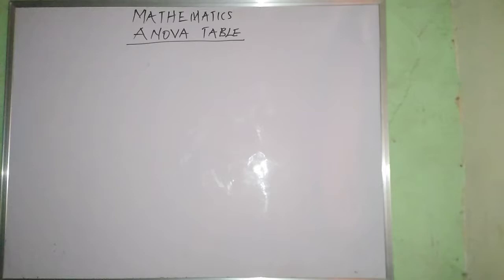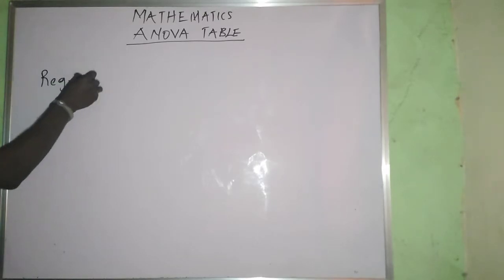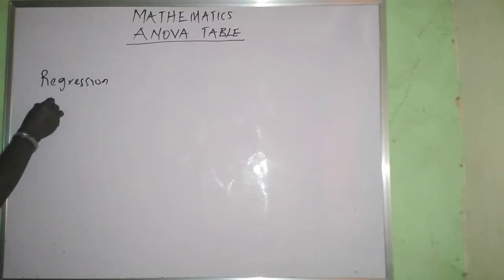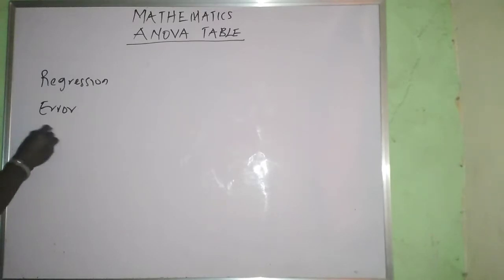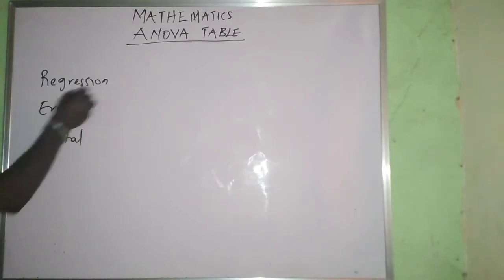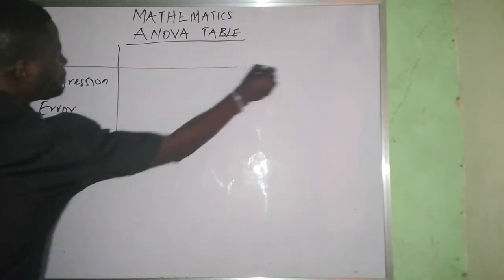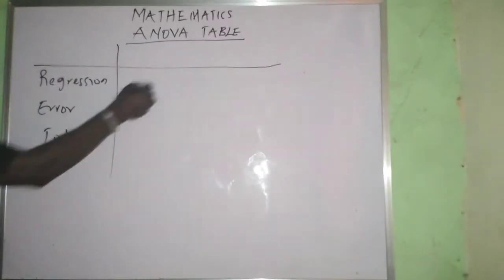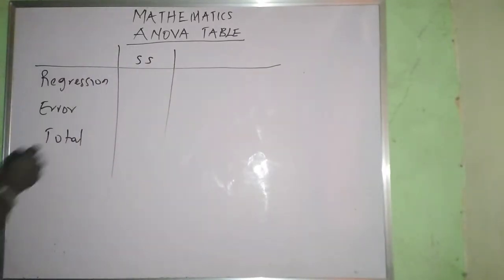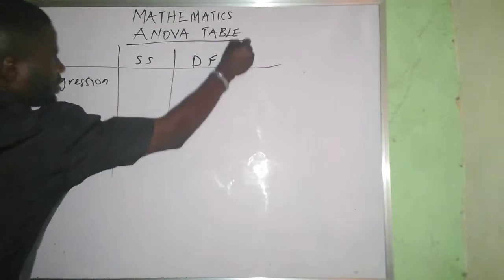My ANOVA table always looks like this. With the help of my correlation and regression, I will achieve my ANOVA table. Number one, I have regression, we have error, and we have a total. That is very important. In this, I will have SS, DF, MS, and FC.